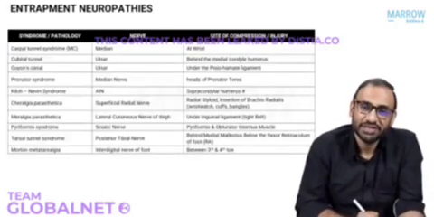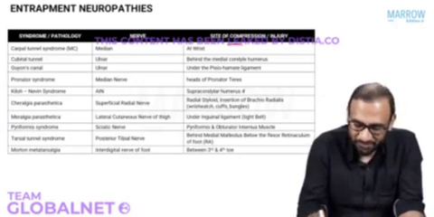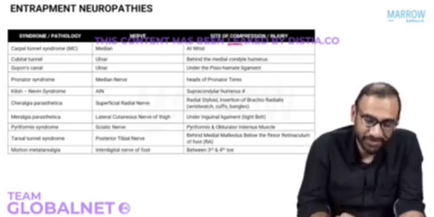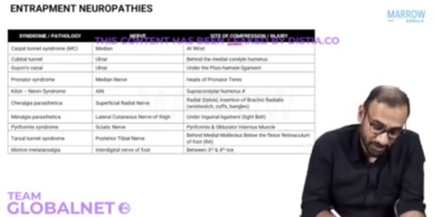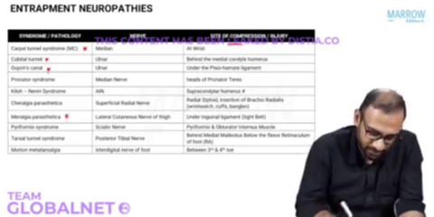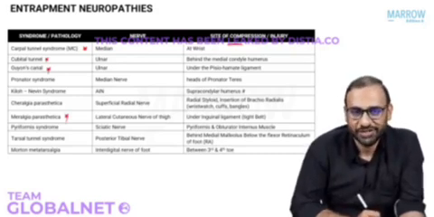This table will help you answer those MCQs. All of the important neuropathies because of entrapment are mentioned here, and the sites of their compression are also mentioned here. You can pause, you can take a screenshot, you can write it down, and a lot of MCQs are asked. A few important ones are carpal tunnel syndrome, cubital tunnel, Guyon's canal, meralgia paresthetica. And these are the ones that are very, very important for your exam.